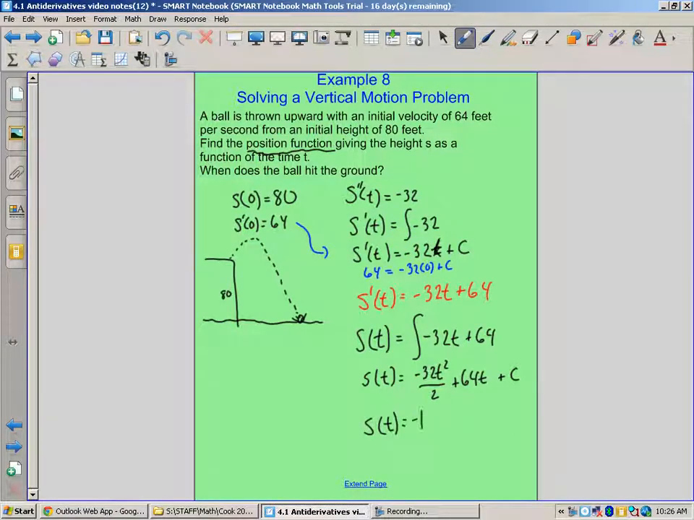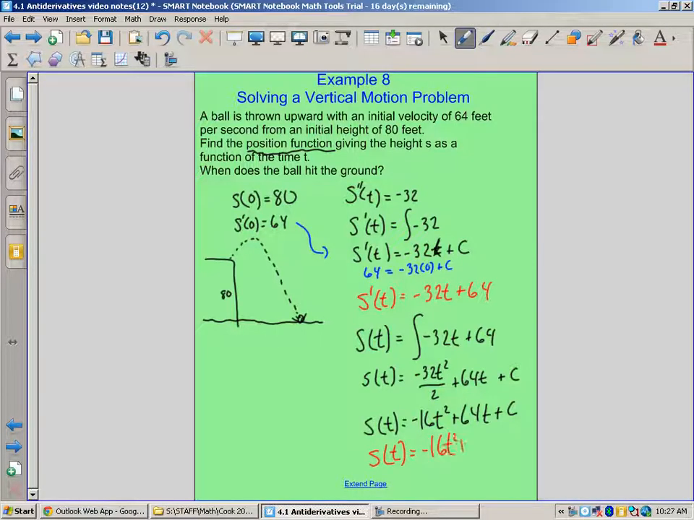Well, I need to know the actual function, but I know the initial condition is that I was 80 feet off the ground. So if I put in 80 for s of t and 0 for t, I will get that c is 80. So the position function that I'm looking for is s of t equals negative 16t squared plus 64t plus 80. So there's my position function.